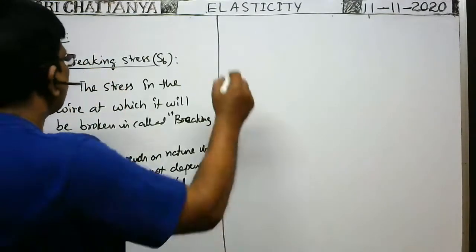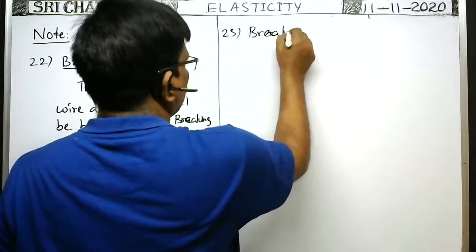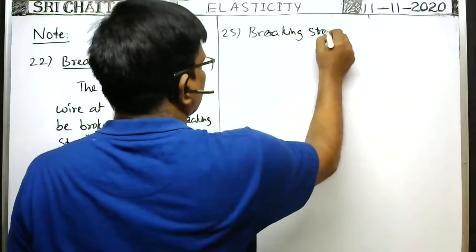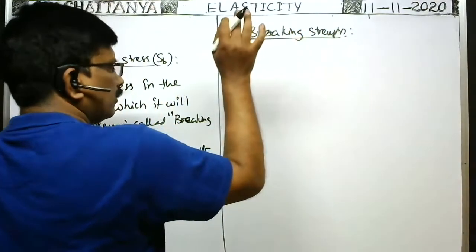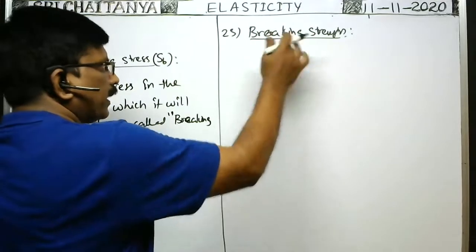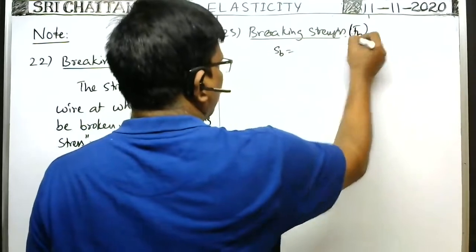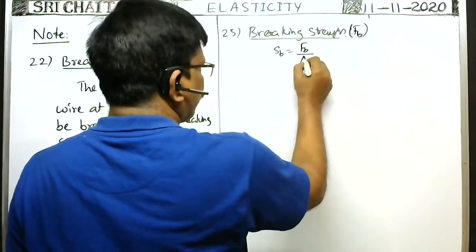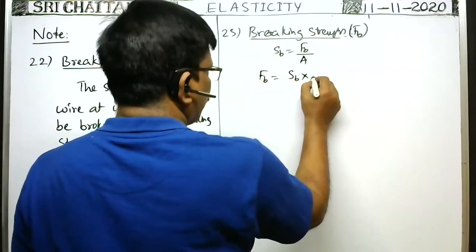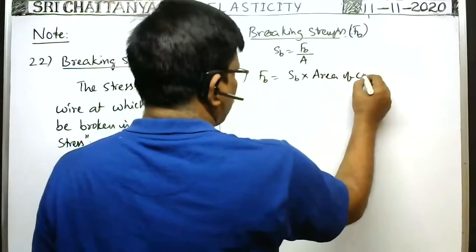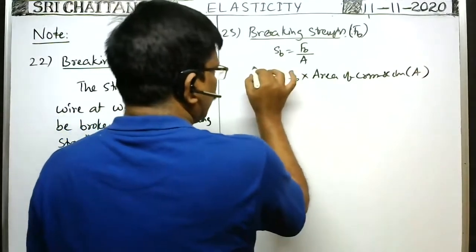Next, breaking strength. The force at which the string will be broken is called breaking strength. So breaking stress is equal to breaking force F_B by area of cross section A, or breaking force F_B is equal to breaking stress into area of cross section A. So it is a very, very important formula.